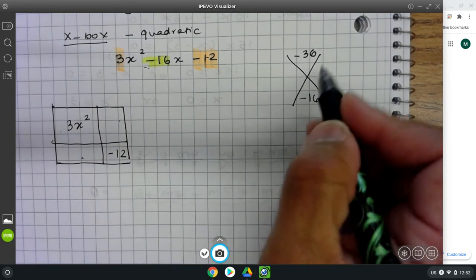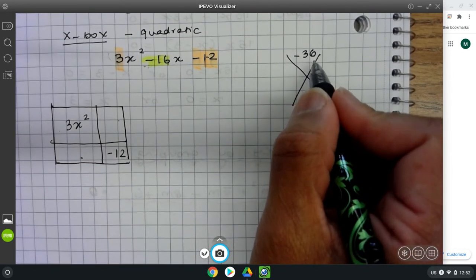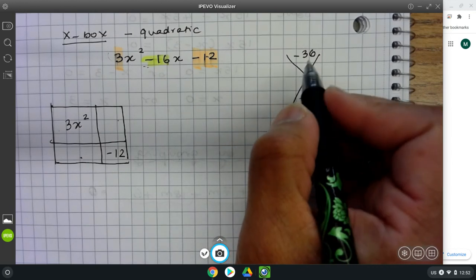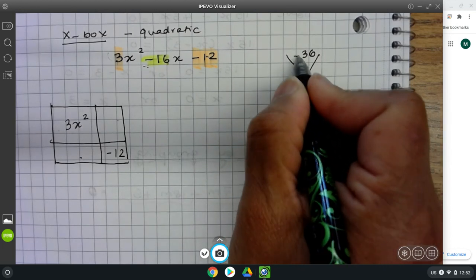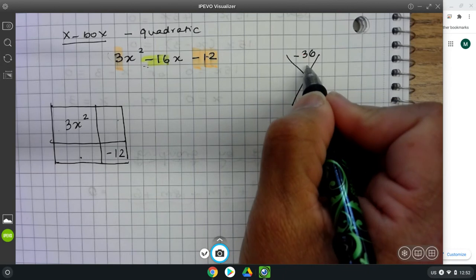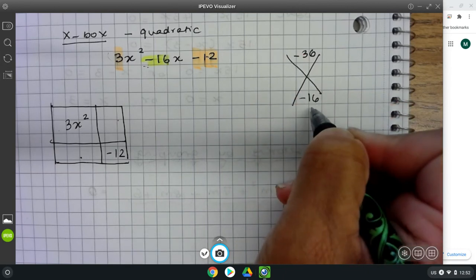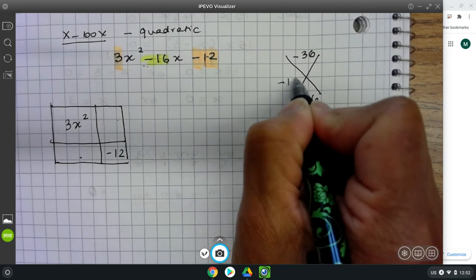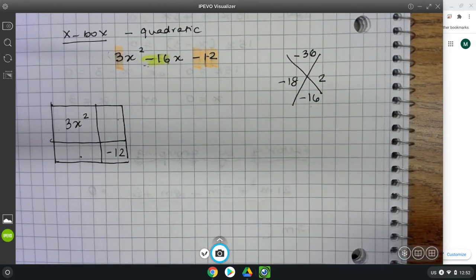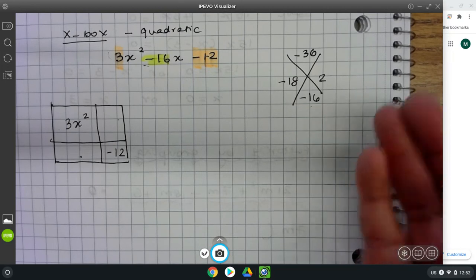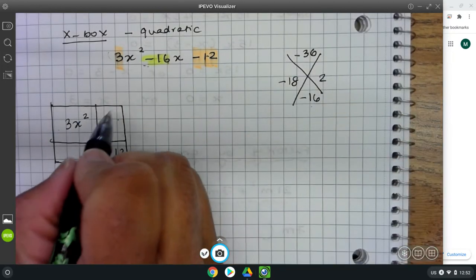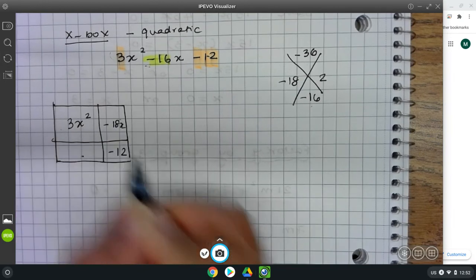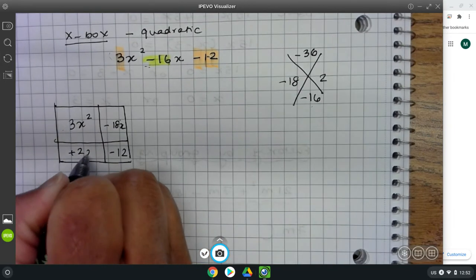Let's see. For this, I can see that negative 18 and 2 will work. I want one number to be negative and one to be positive because this is negative. And I want the higher number to be negative because when I add, I should get a negative number. So it's negative 18 and 2. How is this going to help us? This is going to help us by splitting up our negative 16x into negative 18x plus 2x.